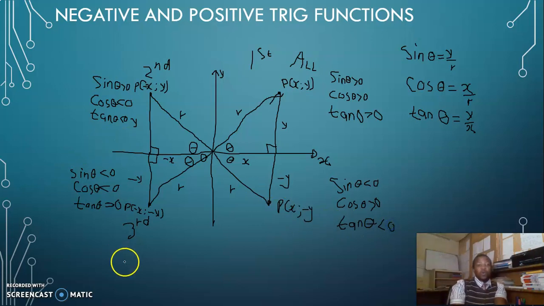So now, to summarize this, we write it like this, and then we say all trigonometric functions are positive here, and then here we say only sine is positive, and here we say only tan is positive, and then here we say only cos is positive. And how do we remember this? We say All Stations To Cape Town, or All Students Take Coffee.